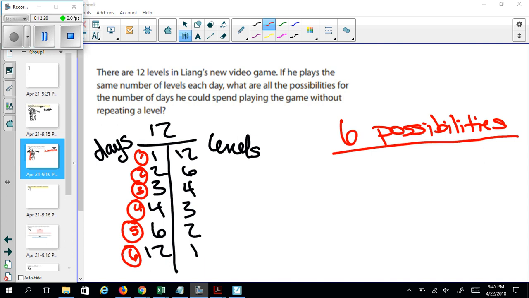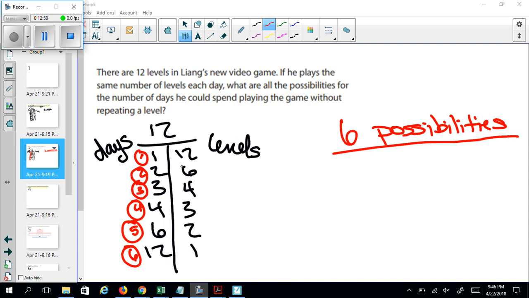And we're back. So we've got 6 different possibilities that we can accomplish this task here. How many days can we spend playing the game without repeating the level? If you look at the T-chart on the right, we have one side labeled days, one side labeled levels. It's very useful to label your sides so that you know what you're talking about there. In this case, looking at the way you rearrange them, I can do either 1 and 12. One day I can play 12 levels.